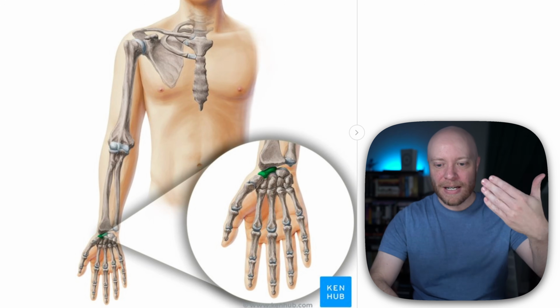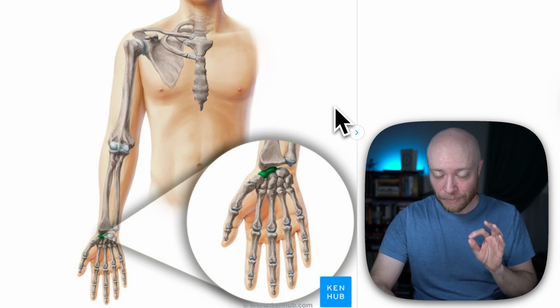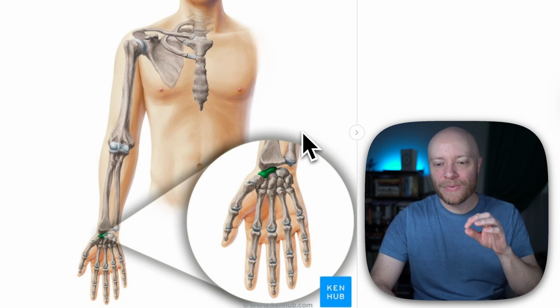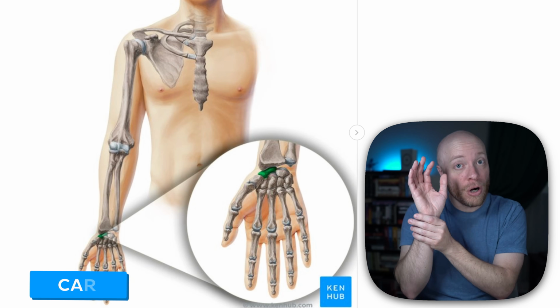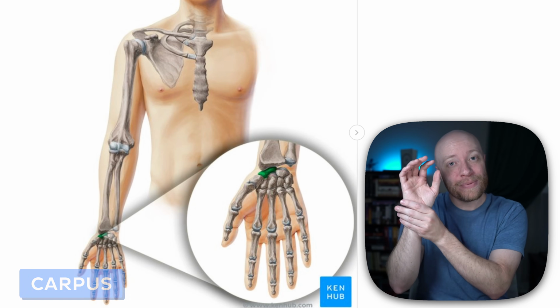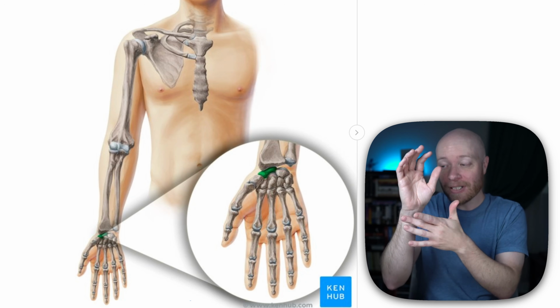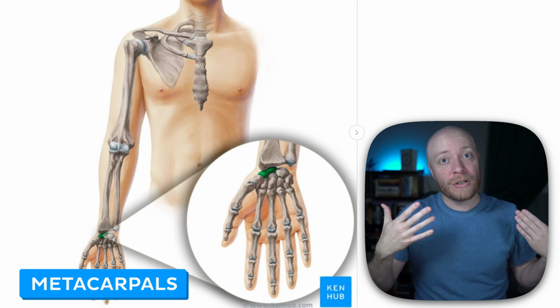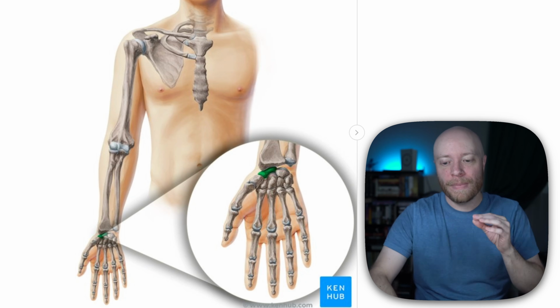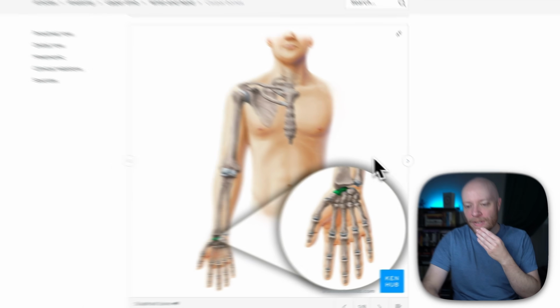However, we need to understand the wrist itself are the 8 bones inside of the carpus, right? The carpus is the region between the radius and the ulna, and then the metacarpals, which are the long bones that are deep to your palm. And so that's where our focus is going to be.